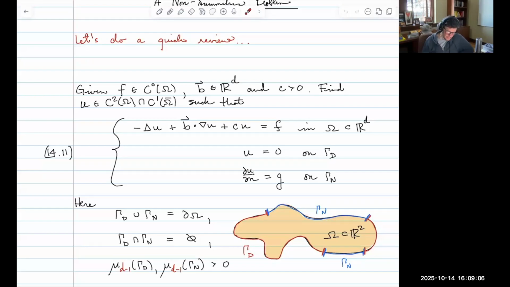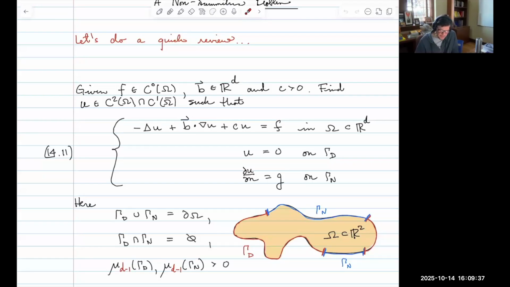So let's assume a couple of nice things about these boundary segments. Their union should be the whole boundary, and their intersection should be empty. I could allow their intersection to be a handful of points, but it doesn't really matter. The measure of these two boundary sections should be greater than 0 if I'm measuring with the d minus 1 dimensional Lebesgue measure.